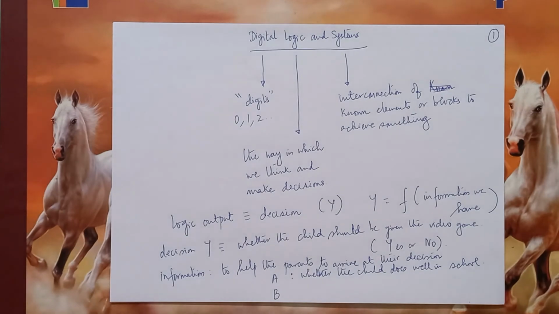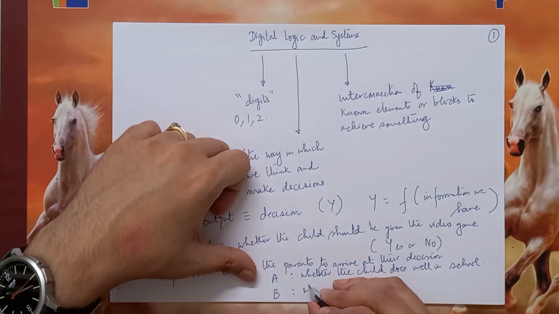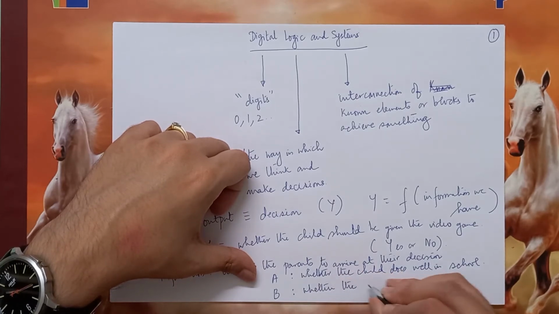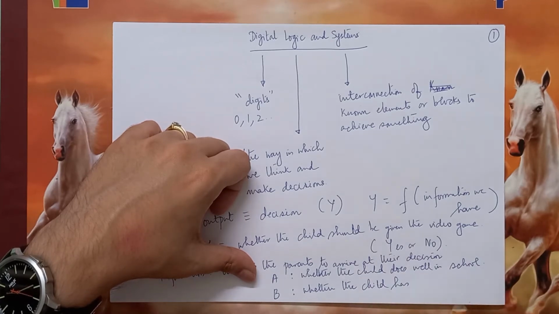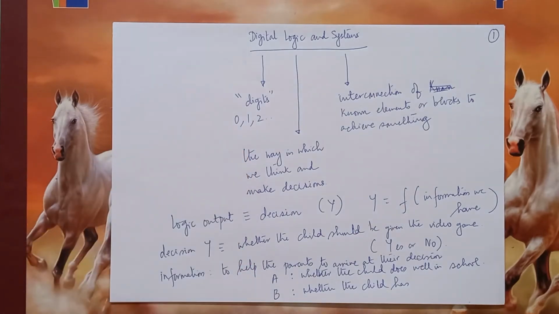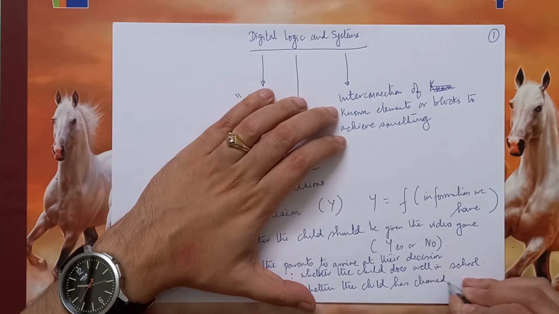Whether he's been a good student, whether he has achieved a certain good result. And the second piece of information, B, is whether the child has done some other activity. For example, when parents set constraints for their children, they usually keep it with some kind of a home task. So let's say, for example, whether the child has cleaned his room every day.